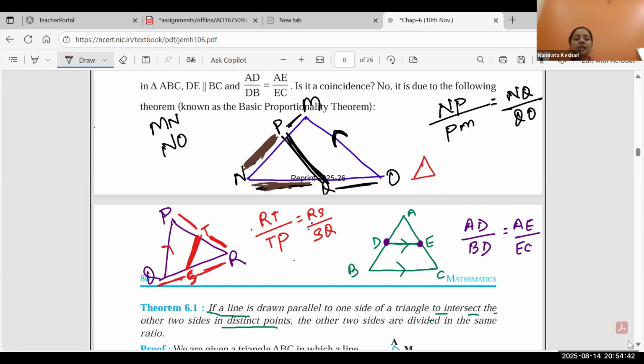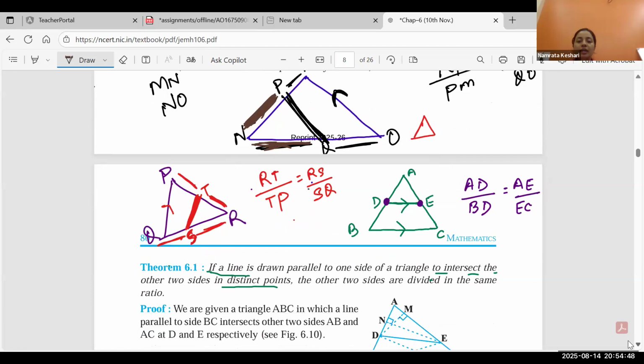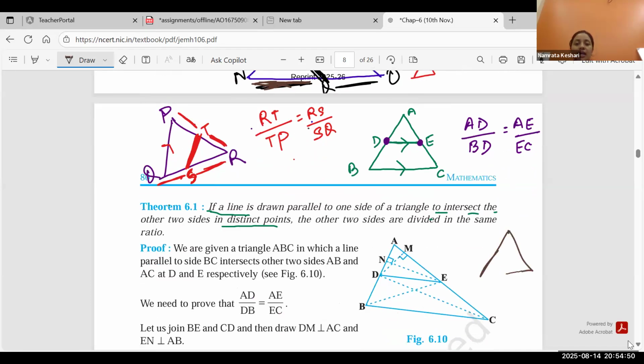The rule says if parallel, then the ratio will be same. If you are having a triangle, and in that triangle there is a line which is parallel to one of the sides, then the ratio will be same. The moment you notice parallel, then you can quickly say the ratio will be same. That's what we are going to prove. Since it is parallel, hence the ratio will be same. Clear? Yes, ma'am. Okay, let's do it.